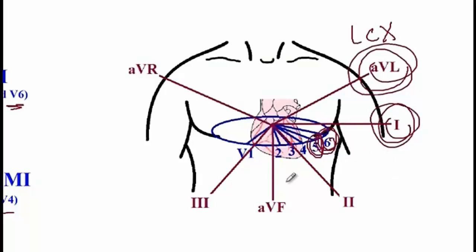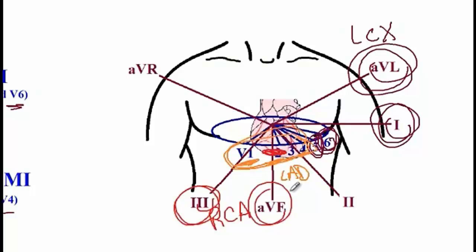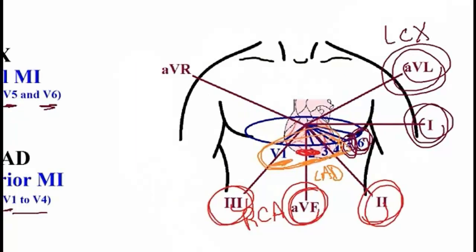Patients that have a problem with the left anterior descending would have an anterior MI, which presents in leads V1 to V4. V1, V2, V3, and V4. And finally, patients that have a problem with the right coronary artery will have an inferior myocardial infarction, which presents in leads 3, AVF, and lead 2.